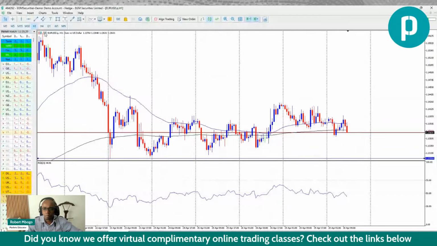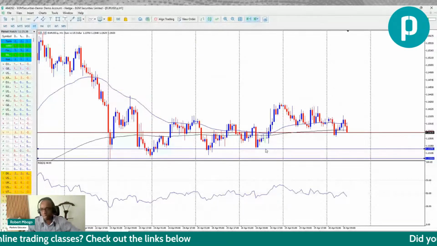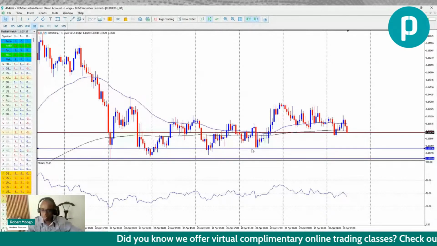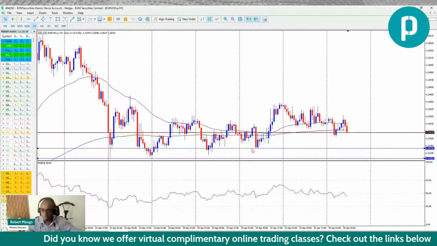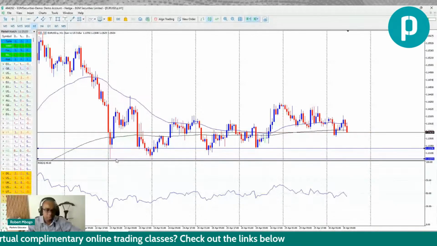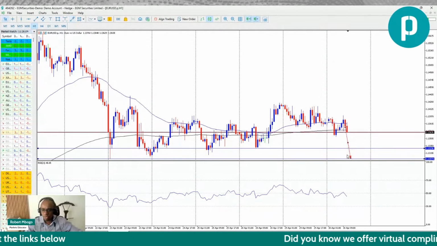There's also a possible move to the weekly low. This area here, the low of Monday, is an area where there could be some support. But if it breaches this area, you should probably now see it get some support at last week's low. So I'll be looking for that bearish move.